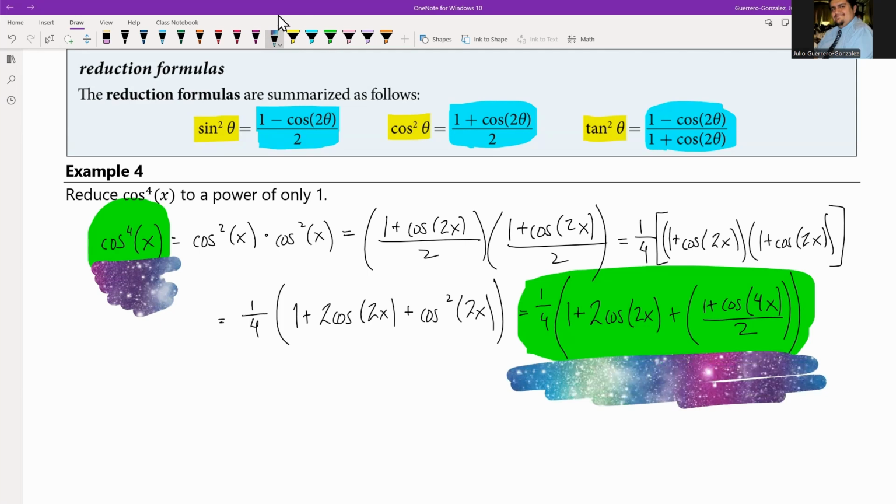Okay? So instead of messing with cosine to the 4th, we can mess with the bottom thing that I just wrote down. It's a lot longer. It's a lot bigger, right? But it's more manageable under the things that you're going to learn in Calc 2.